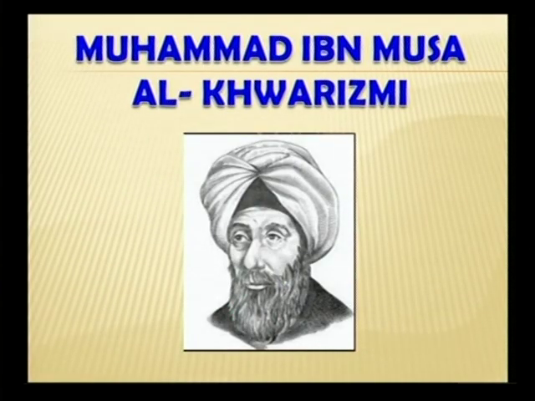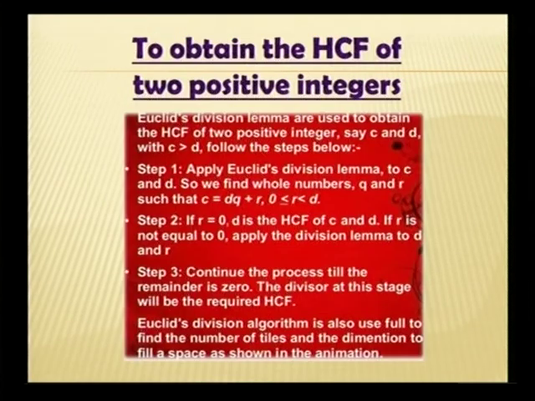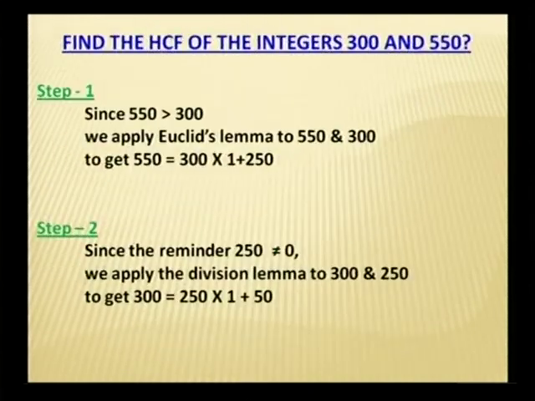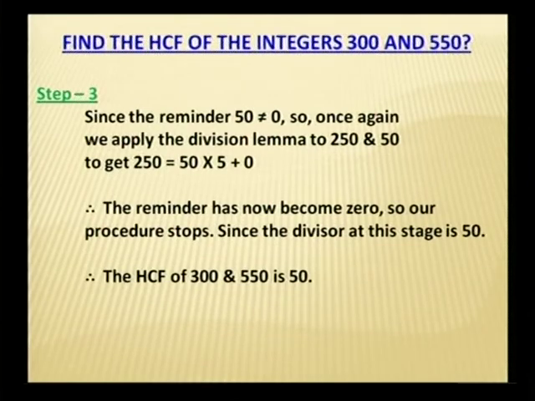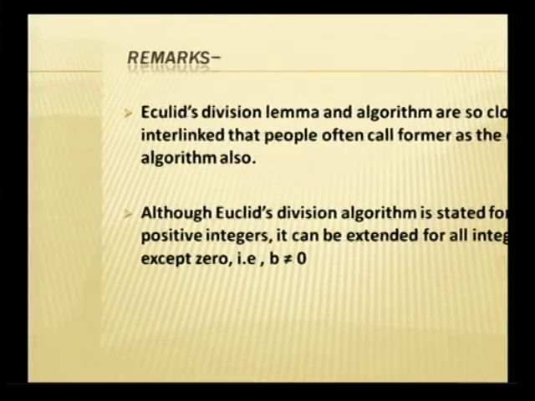He is known as Muhammad ibn Musa al-Khwarizmi. And next we can see that these are the steps for obtaining the HCF of two positive integers. These are the three steps. And next is one of the problems that we solved by following these 3 steps. And these are the remarks.